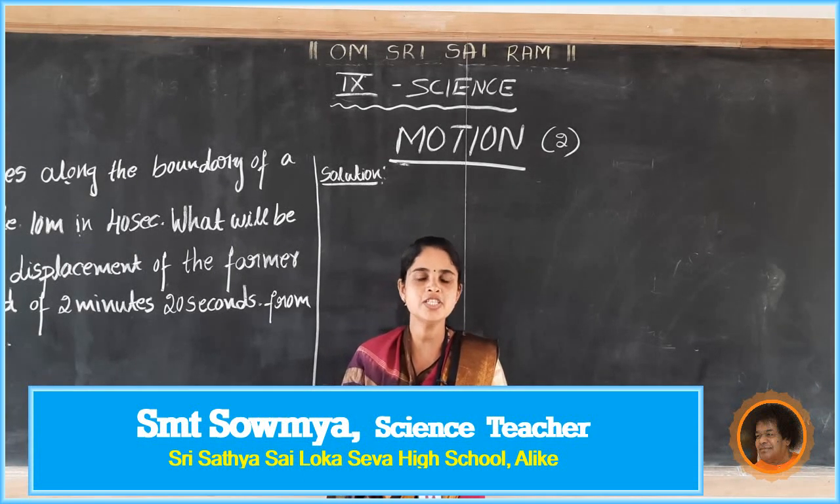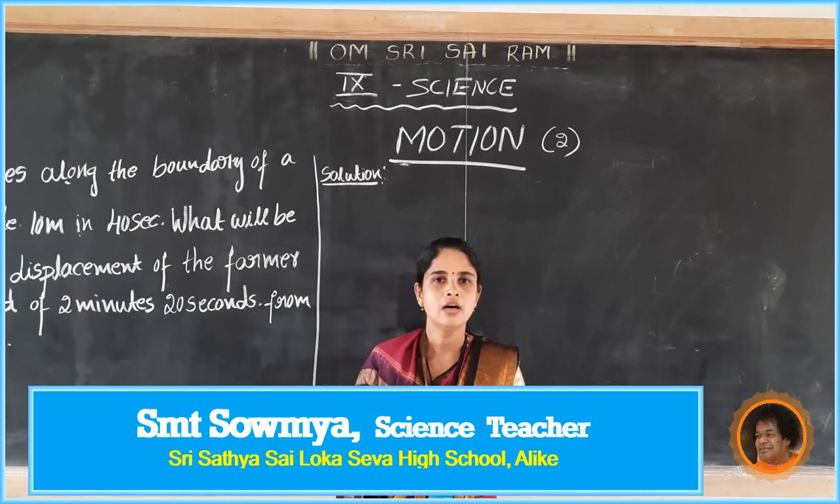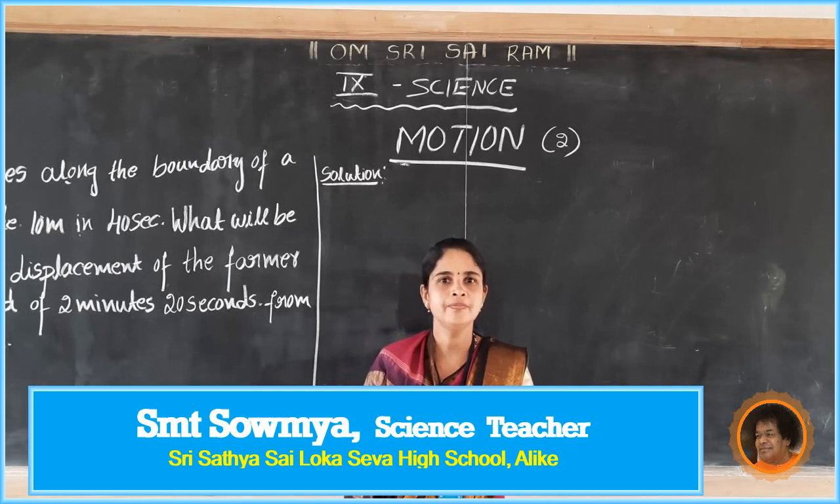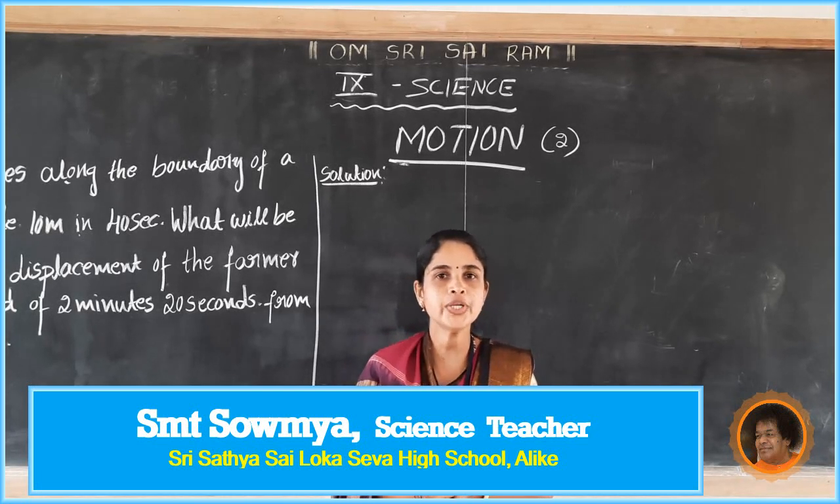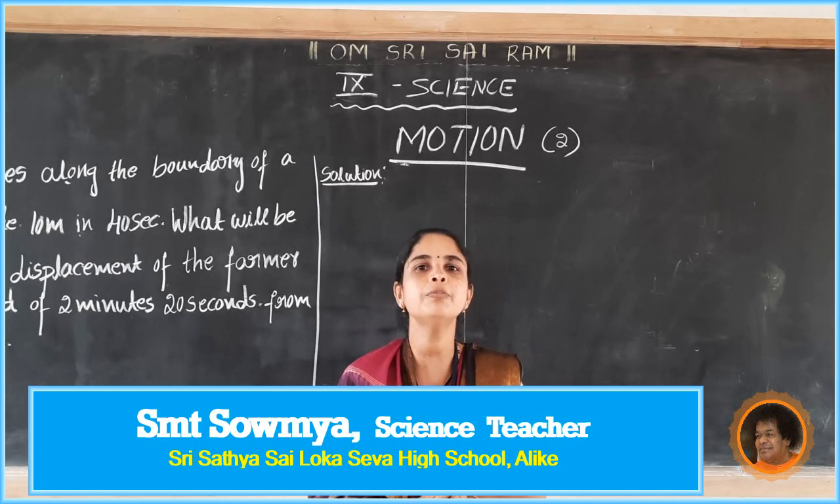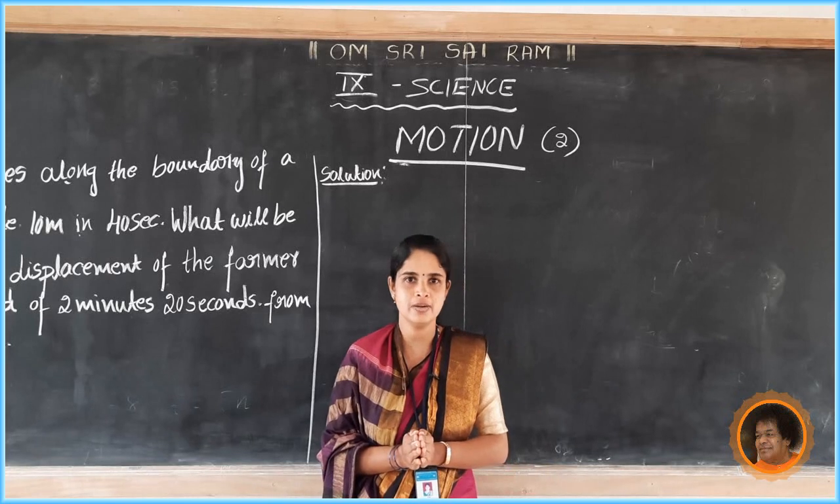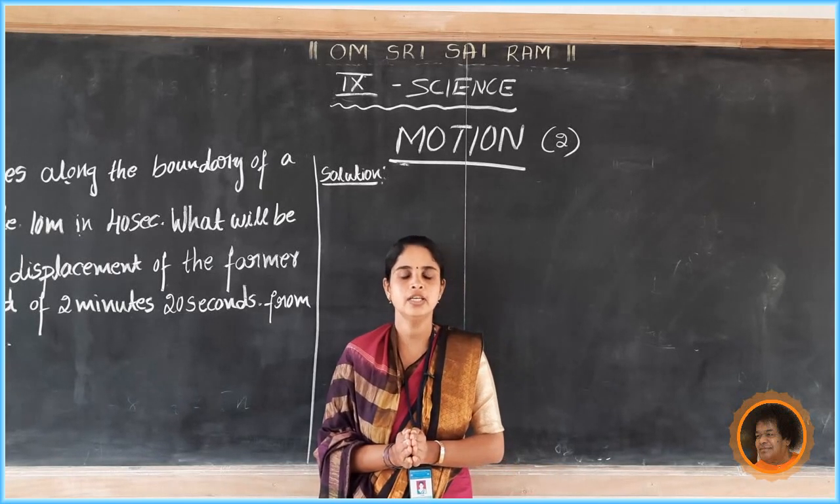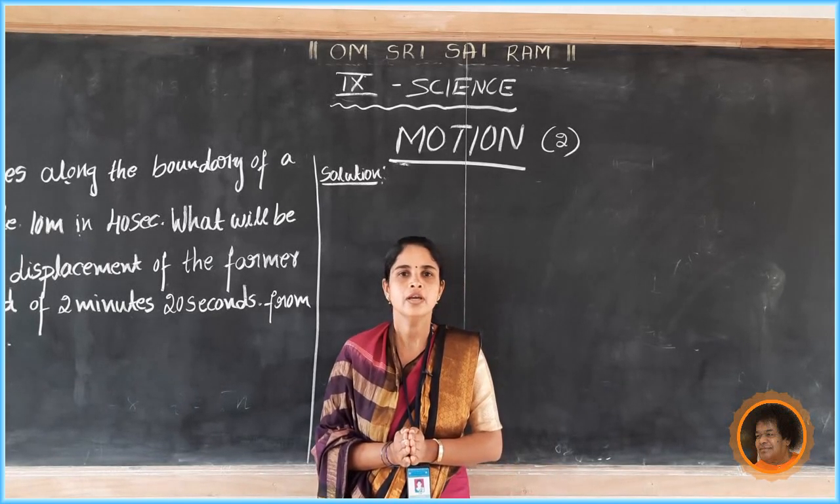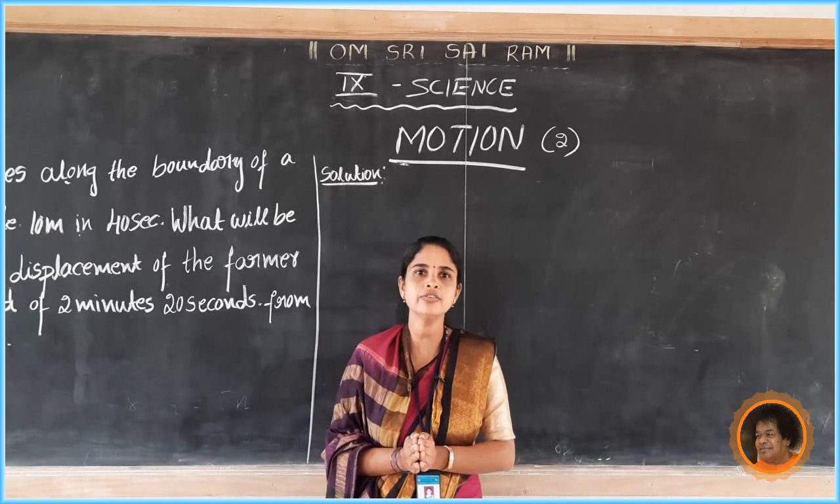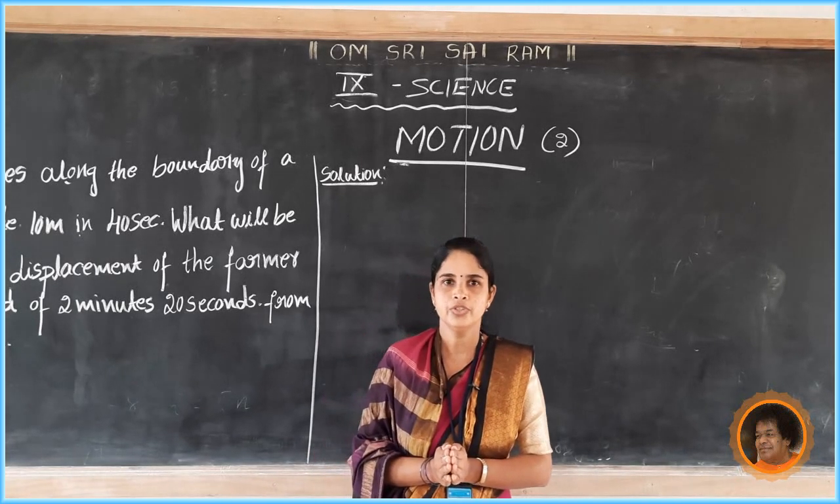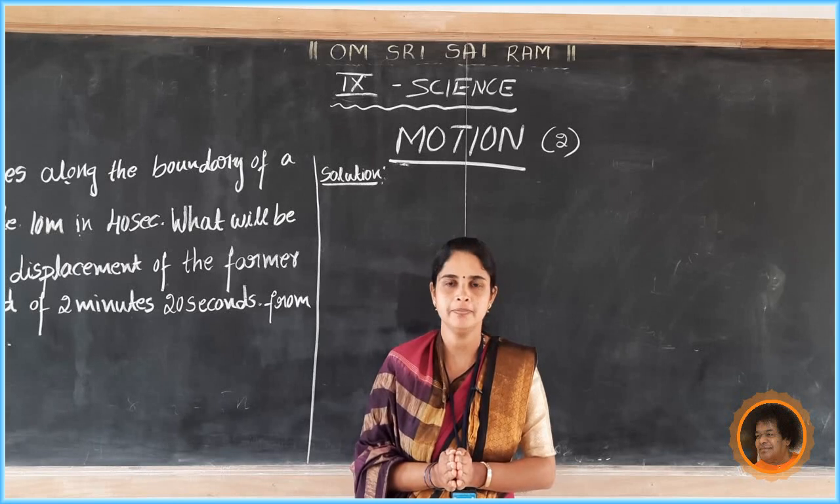Dear students, in the last class we discussed the concepts of distance travelled and displacement. What is meant by distance travelled? Distance travelled means the total path length travelled by the body. In this, direction is not considerable, so it is a scalar quantity.